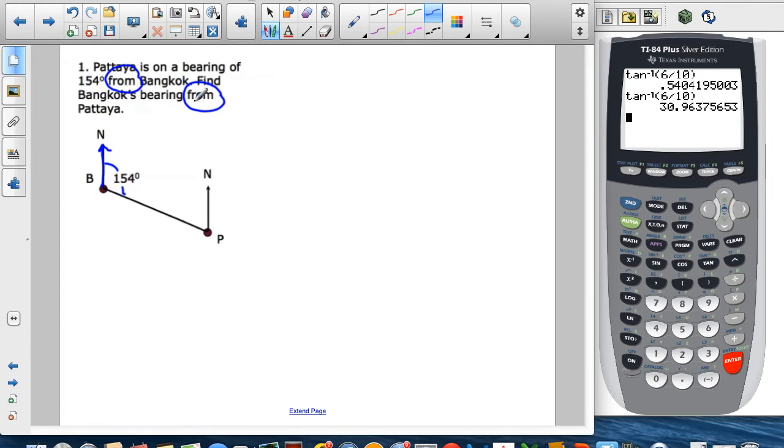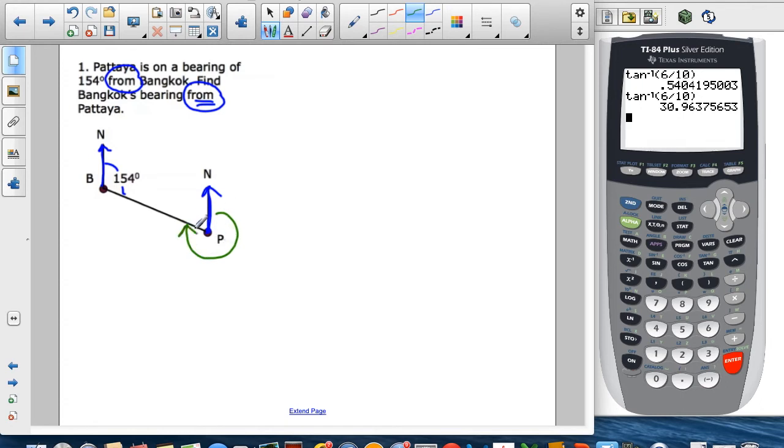So find Bangkok's bearing from Pattaya. So we're now standing in Pattaya, we want to go back to Bangkok. So we need to always start by facing north, and we need to see how much we have to turn in a clockwise direction to go back to Bangkok, as indicated by the green angle here.